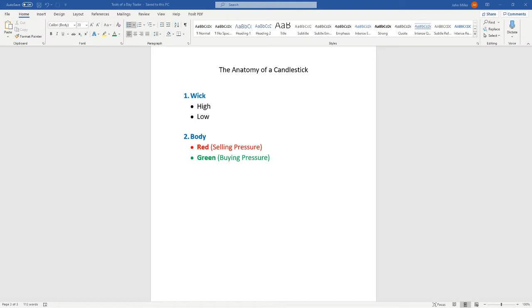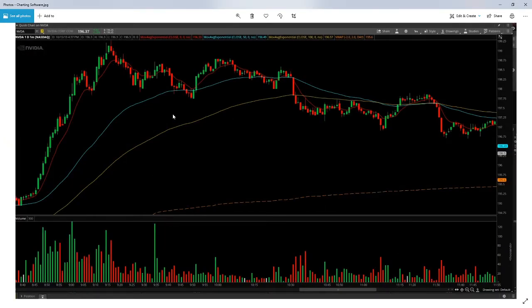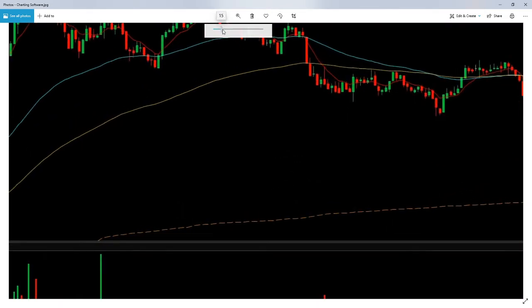Okay, the anatomy of a candlestick. A candle is composed of two parts: a wick and a body. And when you're saying candle, what's this guy talking about? Well, let's go back to our charts. I told you before, this is what charting software looks like. Now, this is TC2000, but it doesn't matter. These little red and green things you're looking at are called candlesticks. And a candlestick is composed of two parts, a wick and a body.